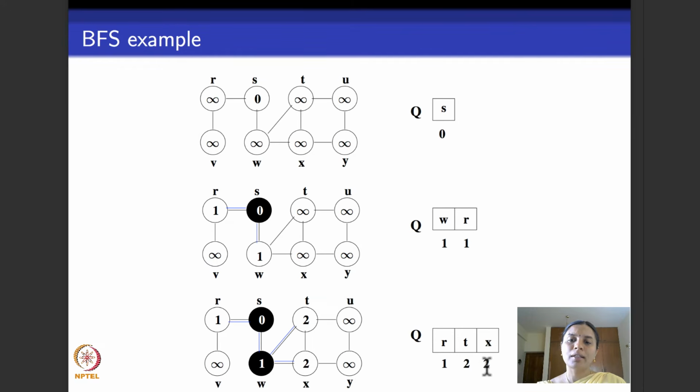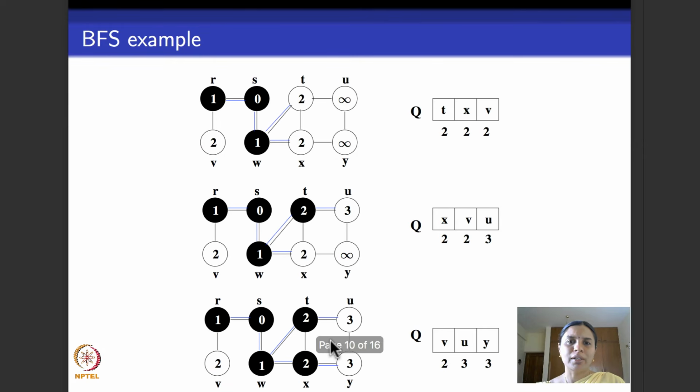And how far are they from the source? They are at distance 2 from the source, right? Because it takes 2 edges to reach T. Please remember that I have not colored vertices gray in this example because it became a little cumbersome to do it. But all the vertices that are there in the queue are colored gray, though it's not depicted in the figure here. I move on like this.